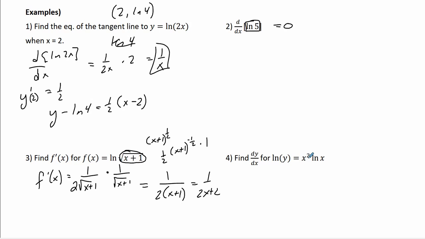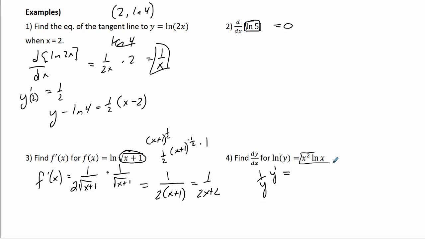Number 4, I want to find the dy dx of ln of y equals x squared ln of x. And so how do I do this? This is implicit differentiation, so I'm going to find the derivative of the left side with respect to x, and then the right side with respect to x. The left side has a y in it, so I get 1 over y times y prime, or dy dx. I'm going to use y prime, doesn't really matter.